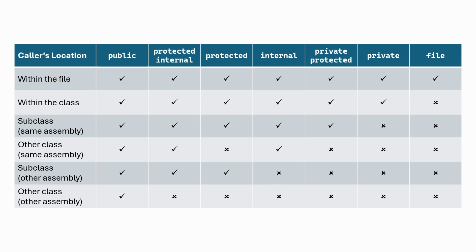So you can just take a look at this. Usually the most common that we use is public, protected, internal, and private. The other ones are usually less commonly used, but they might be useful in certain cases. You can find this table on the Microsoft documentation website as well.